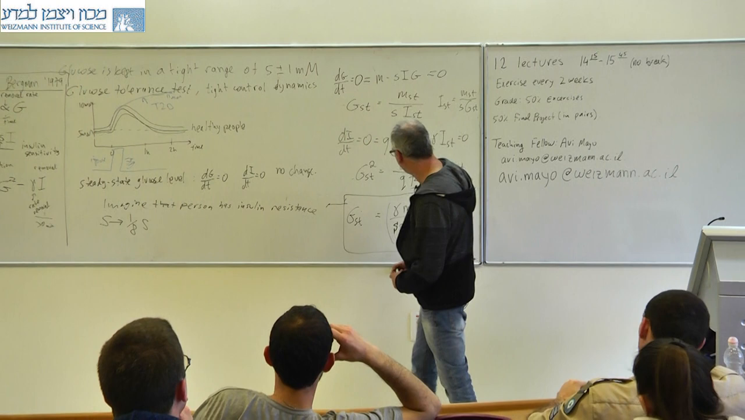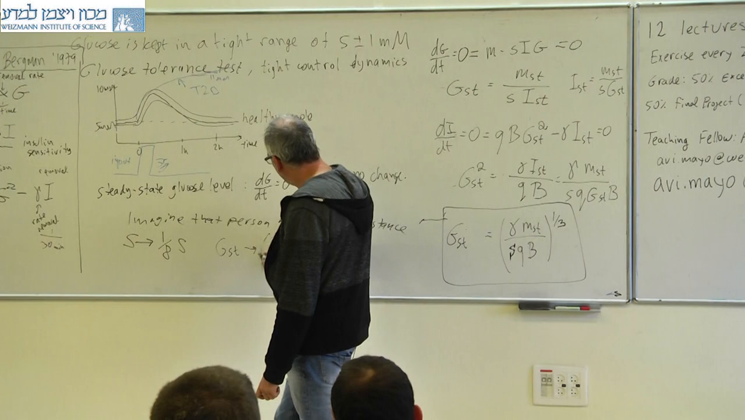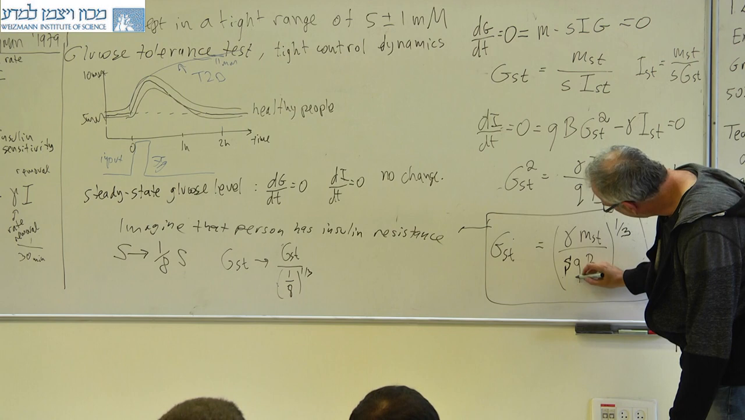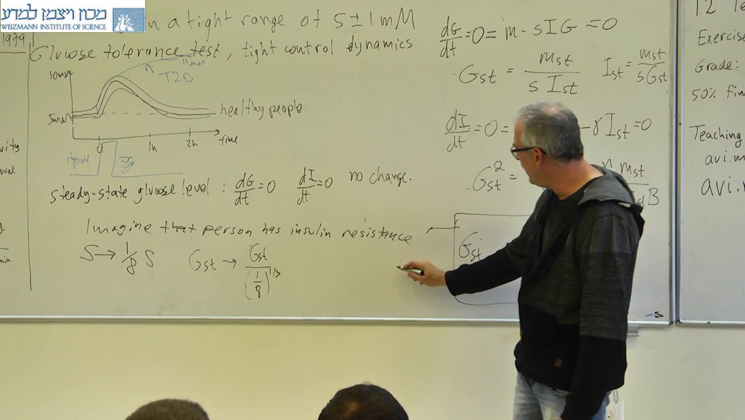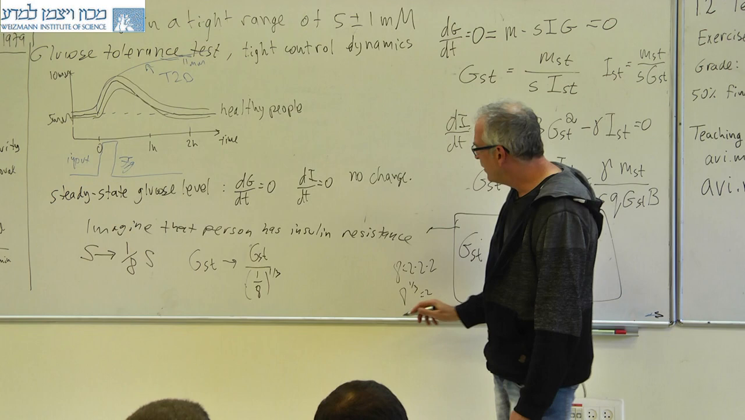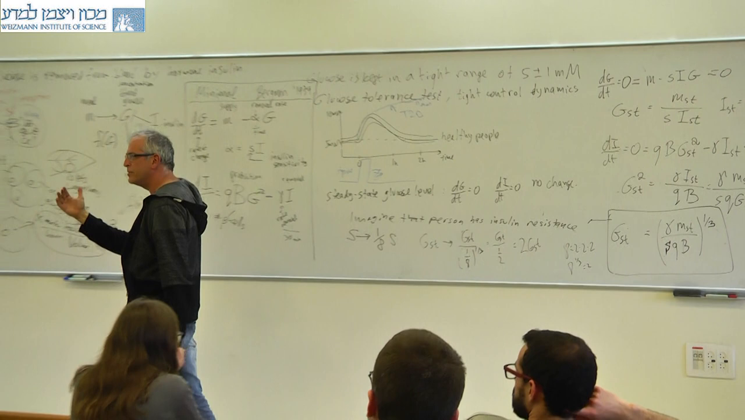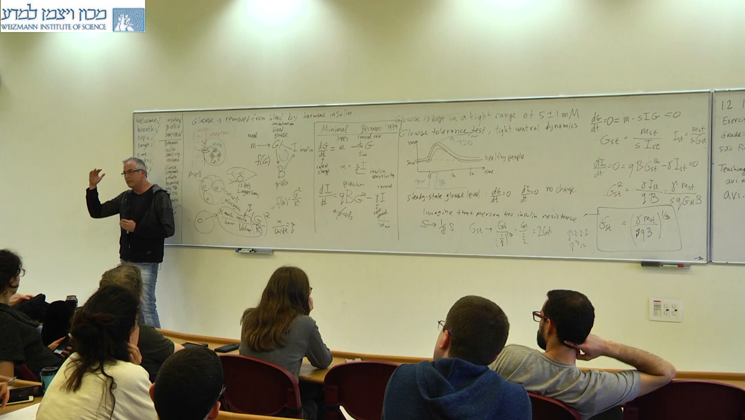So our G steady state goes to G steady state divided by 1/8 to the power 1/3. So what I did here is I reduced this parameter by 8. So the change in this thing is 1/8, a cubed root of 1/8. Now, you know that 8 is 2 times 2 times 2. So the cubed root of 8 is 2. That means that this thing here is G steady state divided by 1/2, or 2 G steady state. So if I give that person a reasonable insulin resistance, instead of 5 millimolar, this equation tells us, should have 10 millimolar, twice the glucose.